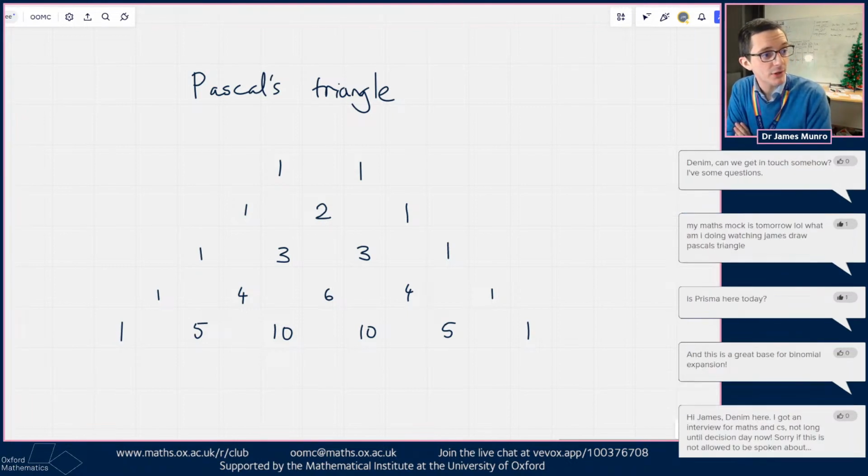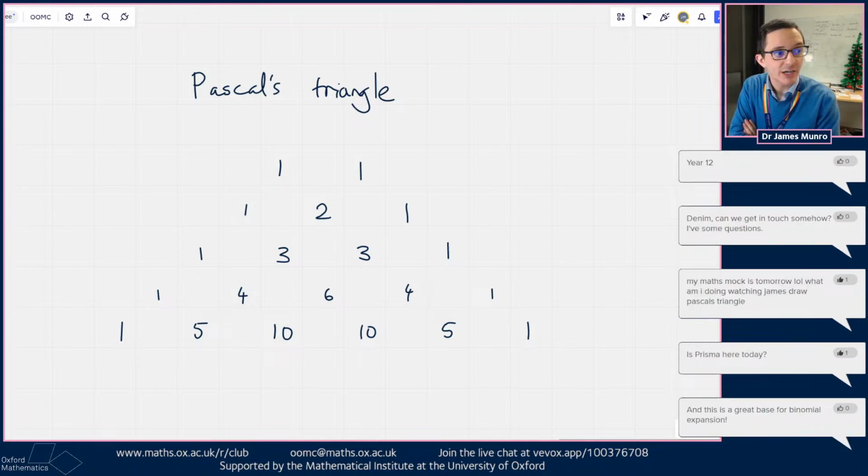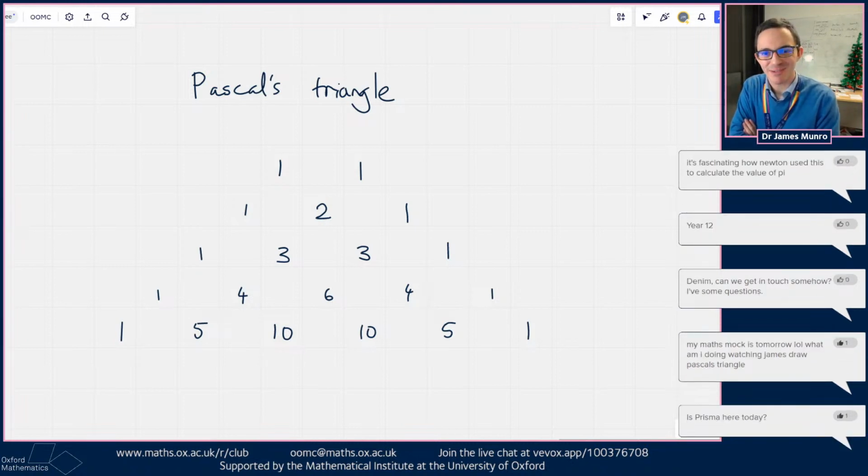My maths block is tomorrow, lol. What am I doing? Watching James draw Pascal's Triangle. Revision, I guess. Revision of stuff. I can't really remember when you learn about this. Prisma's not here today. We're doing chat. Prisma might be back later in term, but we're out of time. Prisma is a chat regular. Normal advice about trying not to contact strangers you've met on the internet. I'm aware that there is some sort of Discord, but yeah, be careful everyone.